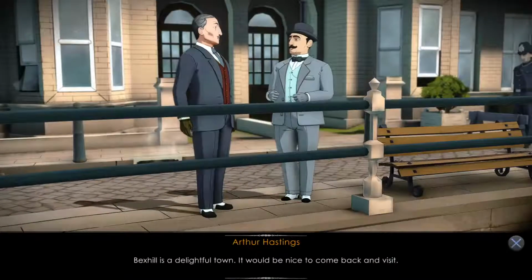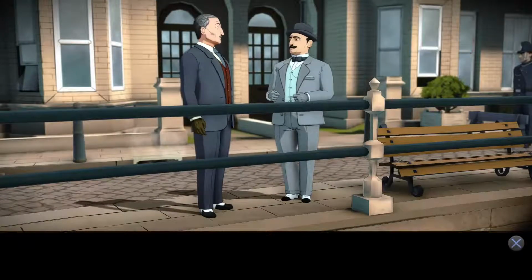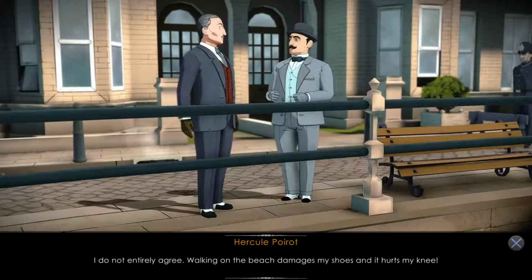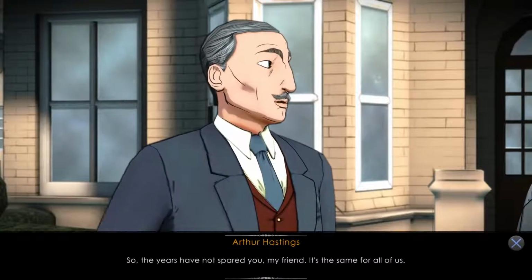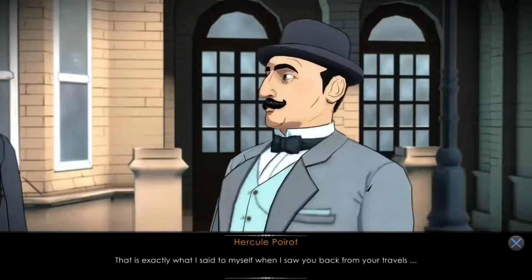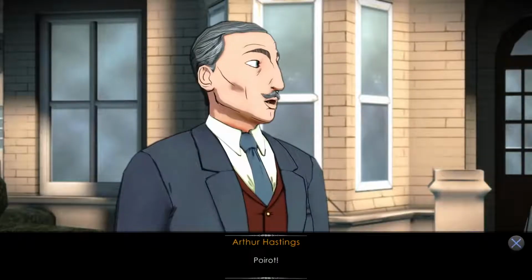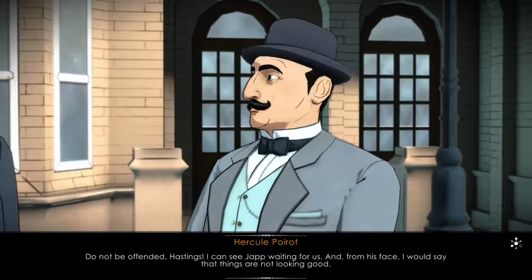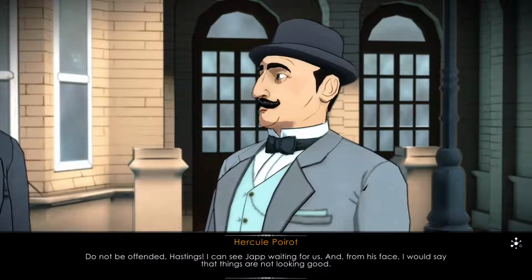Bexhill is a delightful town. It would be nice to come back and visit. I do not entirely agree. Walking at the beach damages my shoes, and it hurts my knee. So the years have not spared you, my friend. It's the same for all of us. That is exactly what I said to myself when I saw you back from your travels. Poirot! Do not be offended, Hastings. I can see Japp waiting for us. And from his face, I would say that things are not looking good.